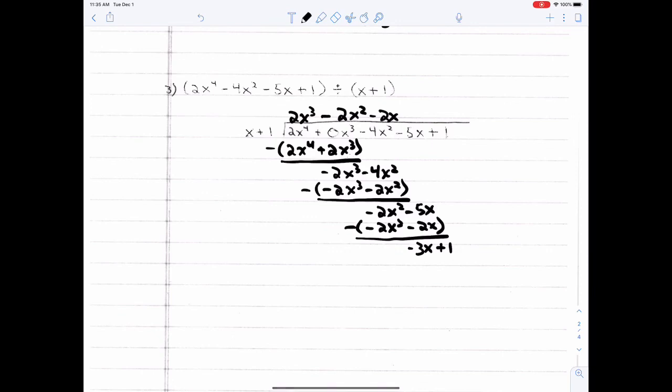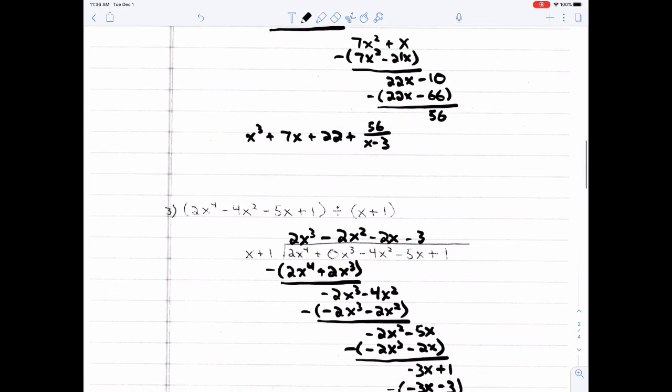And what times x will give us negative 3x? That's how you figure out what goes on top. And that would be a minus 3. Once I have that, I multiply that by the entire divisor. So we have minus 3x minus 3. Subtract that quantity, and we get 4. Okay? So what's the answer?